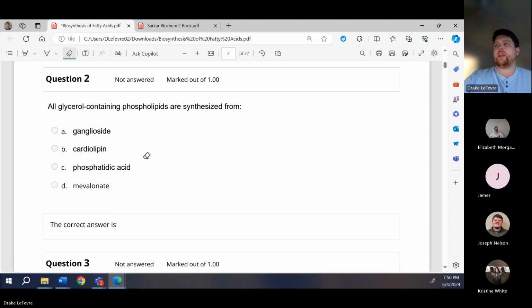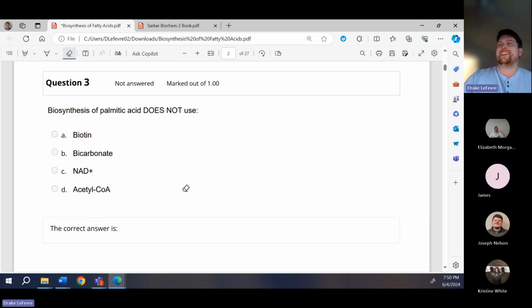And hey, look, it's literally the exact same question. All glycerol-containing phospholipids are synthesized from which of the following, you guys? Phosphatidic acid. Yeah, you're so smart.